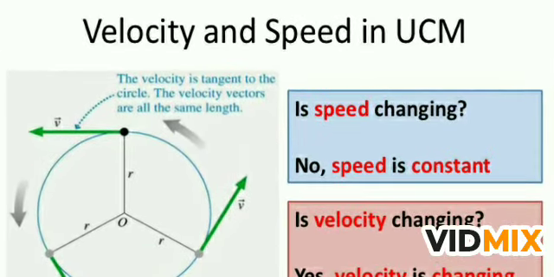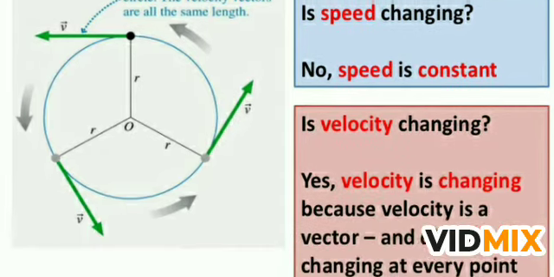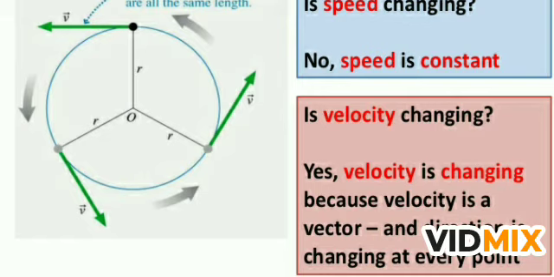Now what are velocity and speed in UCM, uniform circular motion? If you see this diagram, the green arrows show the linear velocity of the particle at that point. If you draw the tangent at any point on the circle, it gives the direction of the velocity. The velocity is tangent to the circle, and the velocity vectors are all of the same length; this is the linear velocity. So is speed changing? No, speed is constant here. Is velocity changing? Yes, because velocity is a vector and the direction is changing at every point.